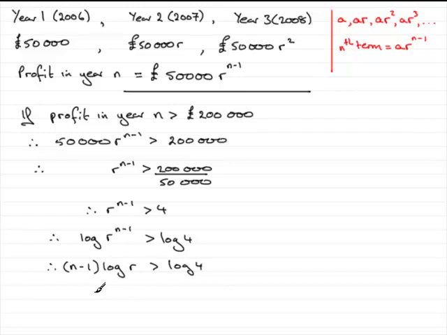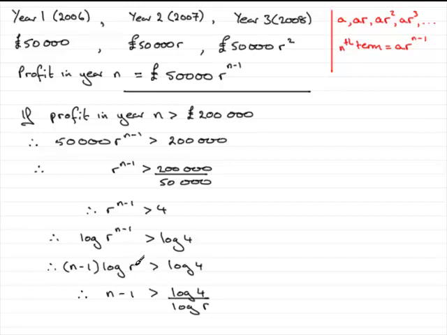Now what we need to do is just divide both sides by log r, and that will give us n minus 1 is greater than the log of 4 divided by the log of r. And just in passing here, by the way, you've got to be very careful, because sometimes you'll be given a numeric value, and if the value here is less than 1, then the log of a number less than 1 is always going to be negative. And when you divide by a negative number, this inequality would turn round, okay, be reversed.